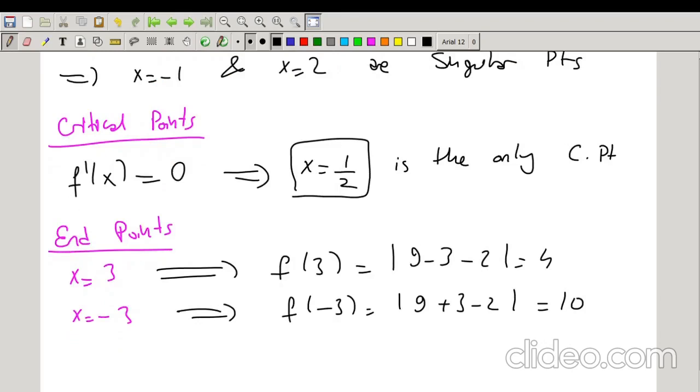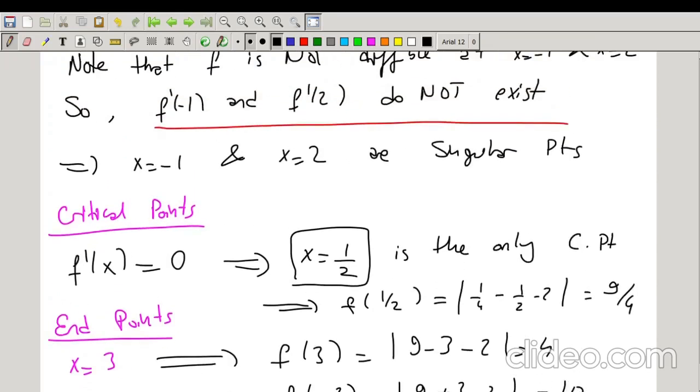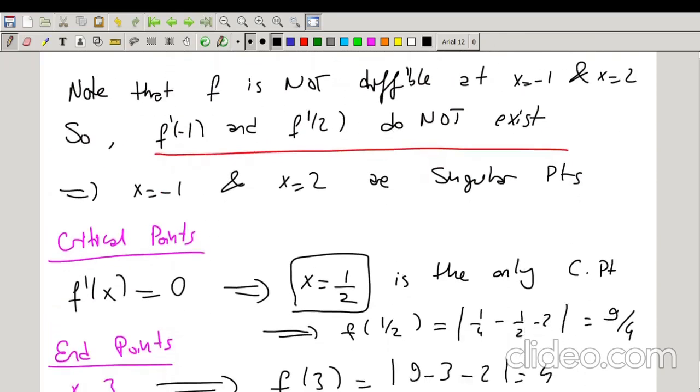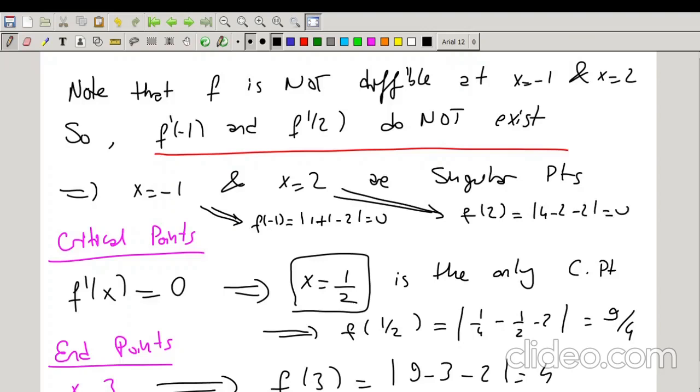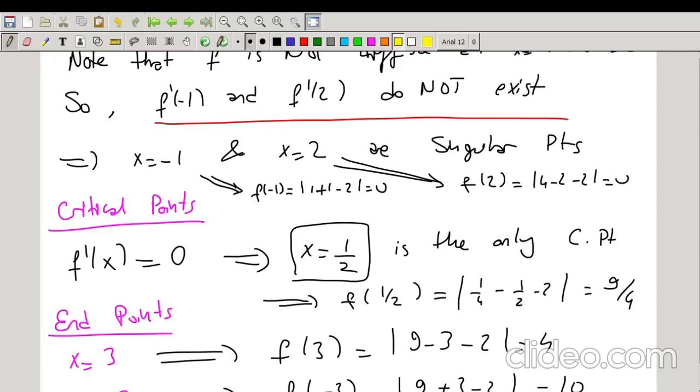Maybe we can write here f of 1/2. What is f of 1/2? You can write it and you find 1/4 minus 1/2 minus 2, which gives us 9/4. For singular points, maybe we can also write here for that one, f of -1 is equal to 1 plus 1 minus 2 equal to 0, and for that point f of 2 is equal to 4 minus 2 minus 2 equal to 0. Okay, we have now everything to compare.